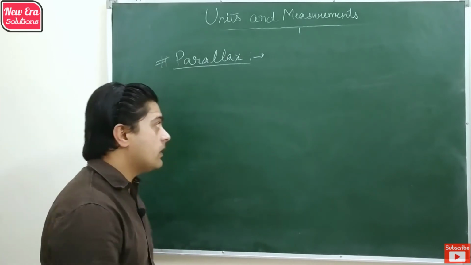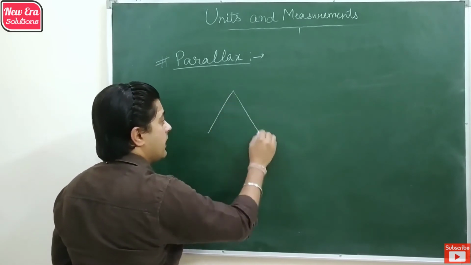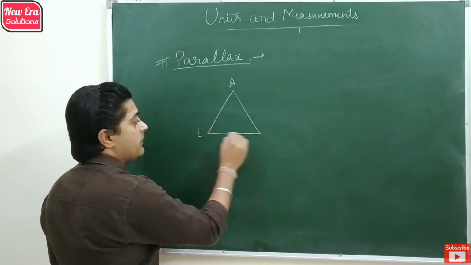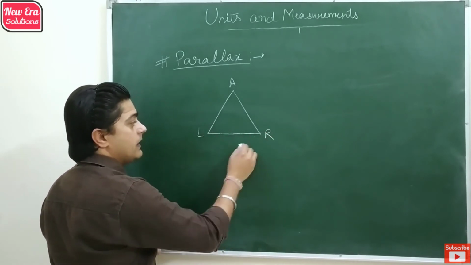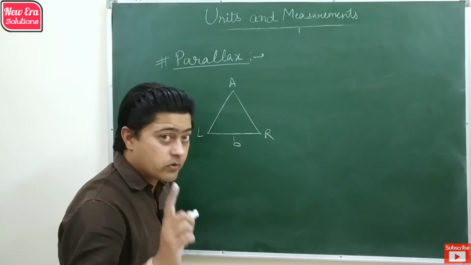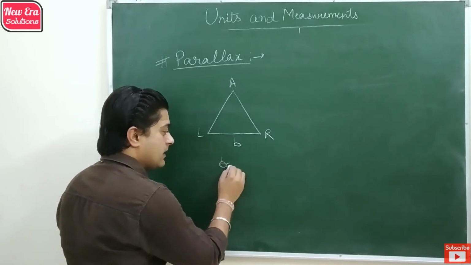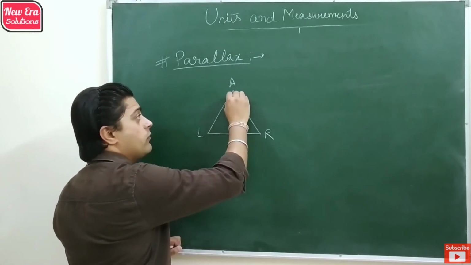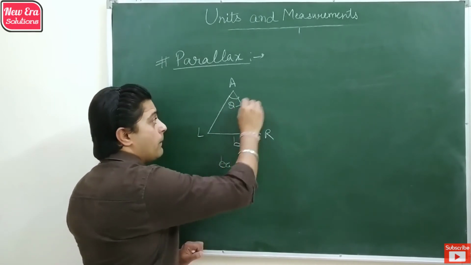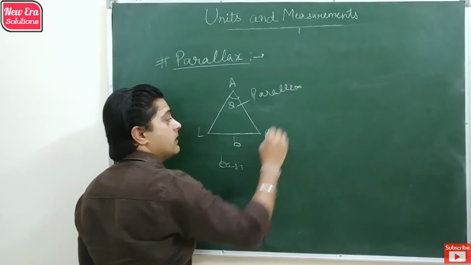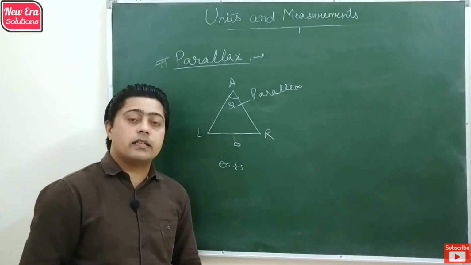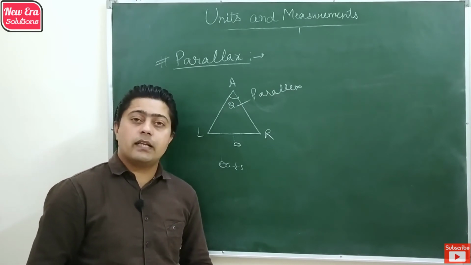To illustrate the phenomenon, let's say we are observing an object A with our two eyes, left as well as right. Then the separation between the two points of observation, which are symmetrically opposite, is called the basis, and the angle theta formed between the two lines of vision is known as the parallax angle. So by using the parallax angle and the basis, we can determine the distance in the parallax method.